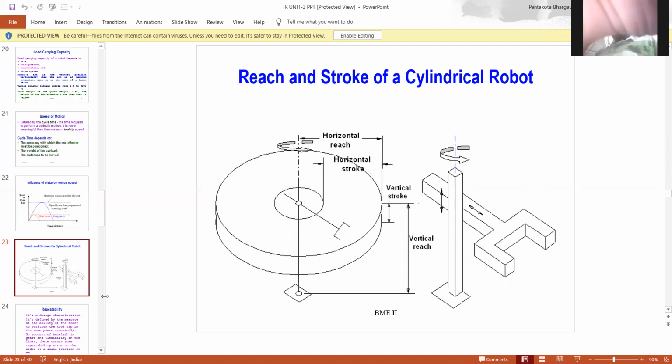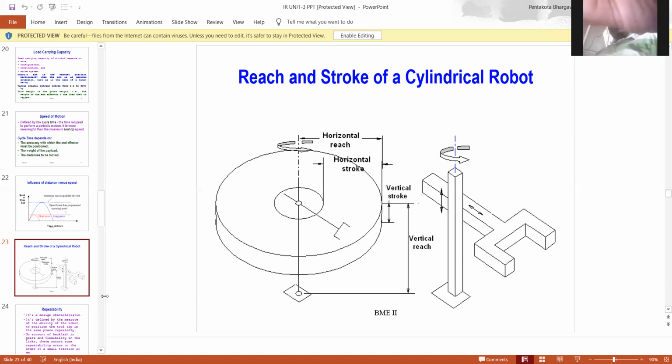Okay, this is the cylindrical robot. For example, in a cylindrical robot, one is the rotation and another one is the translation. Here there are two translations and one rotation. Here you can see the symbol. This symbol is known as the rotation symbol, and the line with the arrow heading is called the translation position.